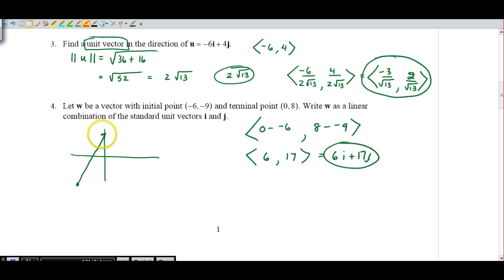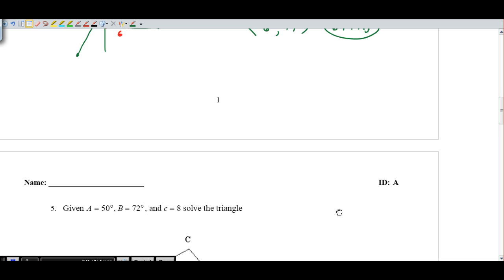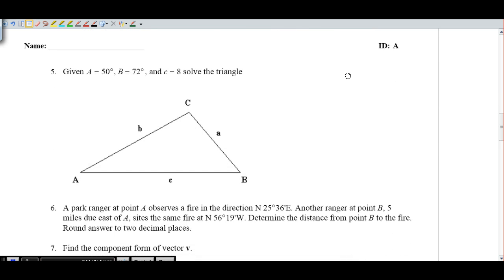That vector looks like this. This is 6, and this is 17. But here's your vector. Number 5. We want to solve this triangle. We're going to label this angle A, 50 degrees. We're going to label this angle B, 72 degrees. And we're going to call this C, 8. So we need to find all three angles and all three sides.